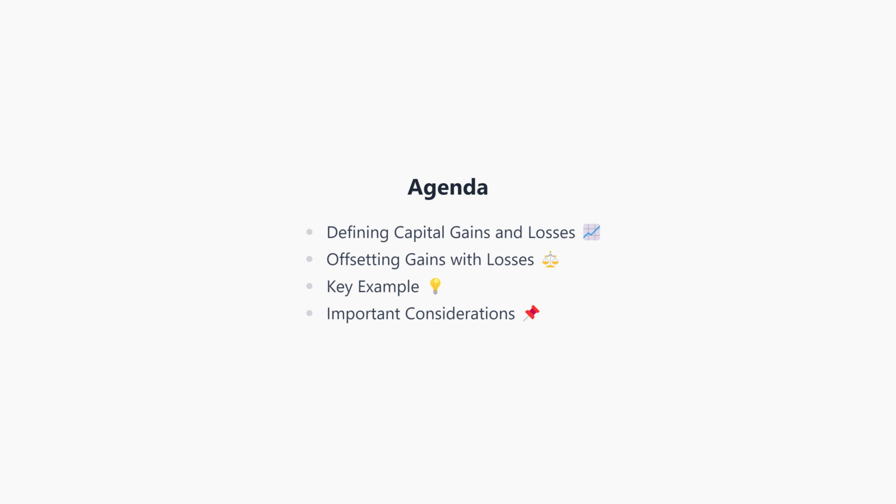We'll define what capital gains and losses are. Then, we'll discuss how losses can offset gains, using a clear example to illustrate this. Finally, we'll highlight important considerations when dealing with capital gains and losses.